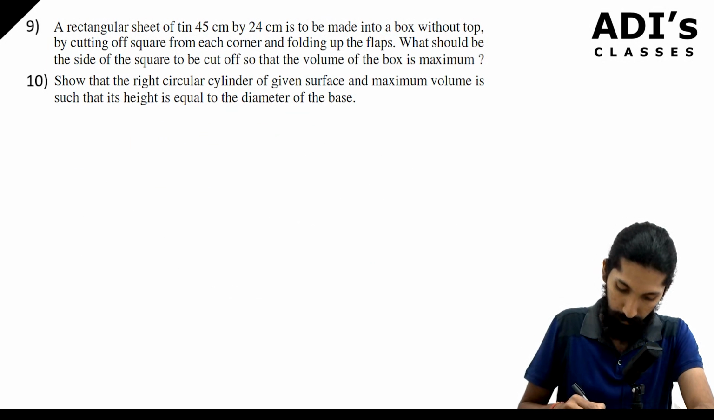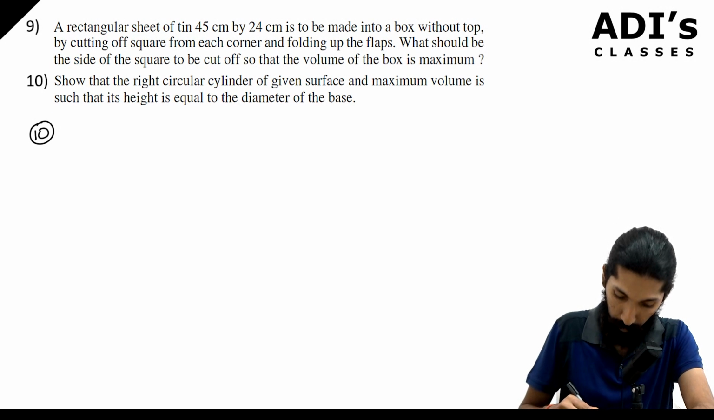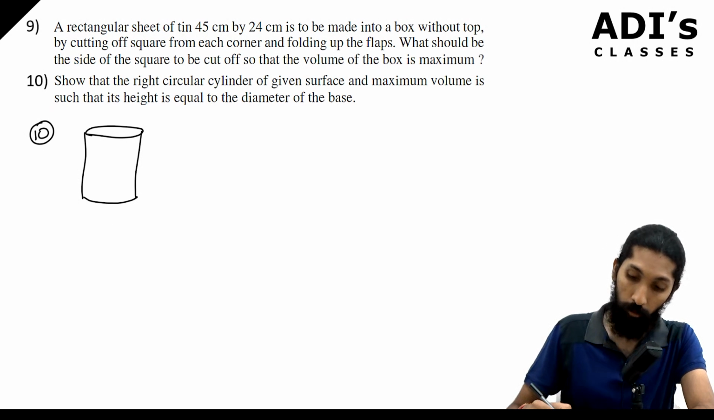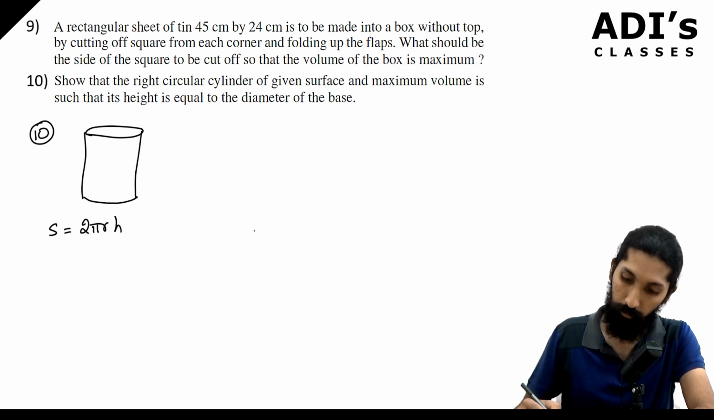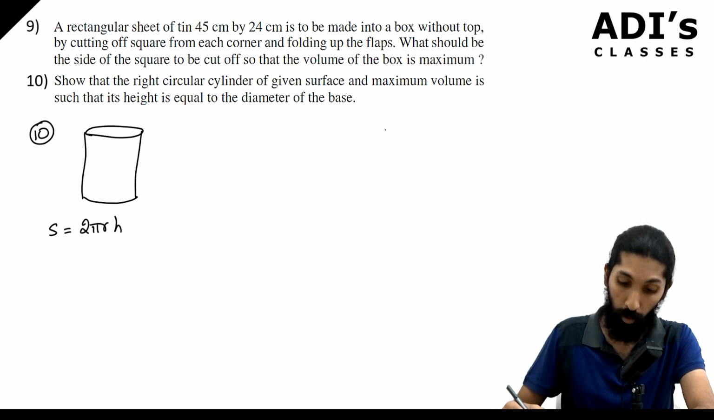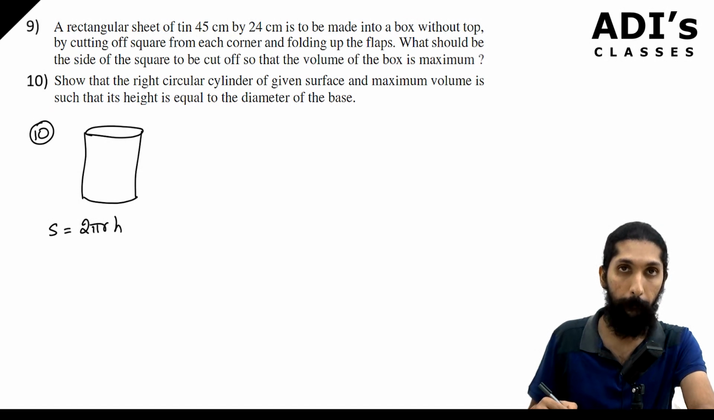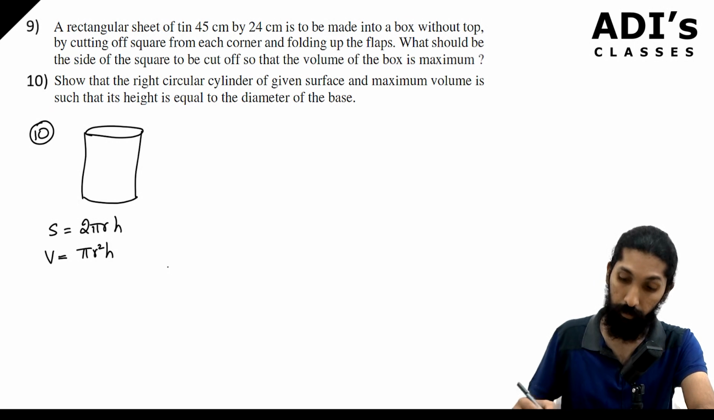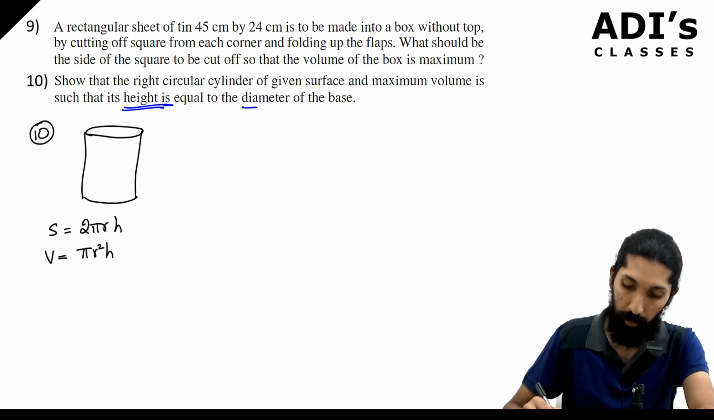See, in this question, show that a right circular cylinder, small cylinder, of given surface area. So surface area of the cylinder is 2 pi r into h, and maximum volume is such that its height is equal to the diameter of the base. Volume is pi r square h is such that the height is equal to diameter.